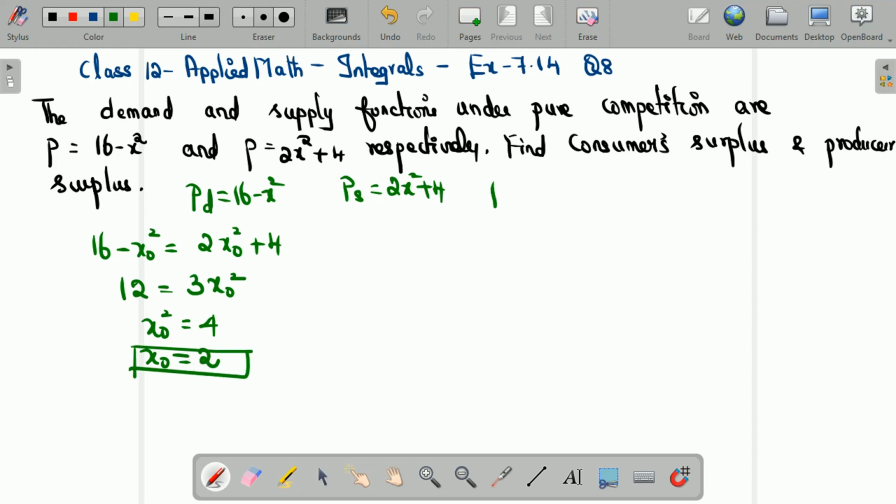Now let's compute P₀. P₀ is going to be equal to 16 - 2². 2² is 4, so 16 - 4. P₀ is going to be equal to 12.